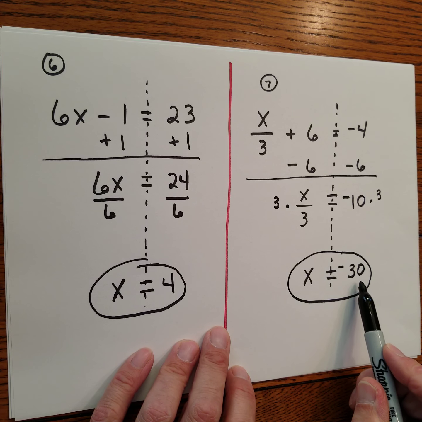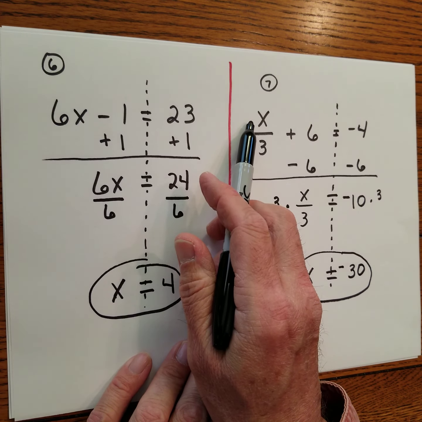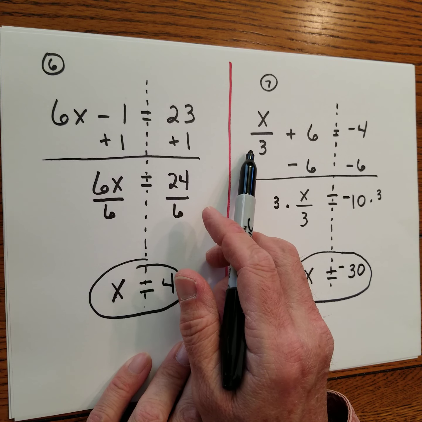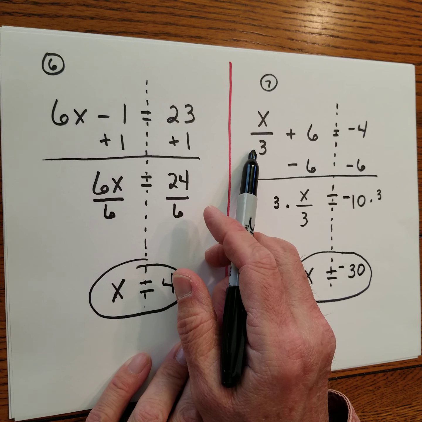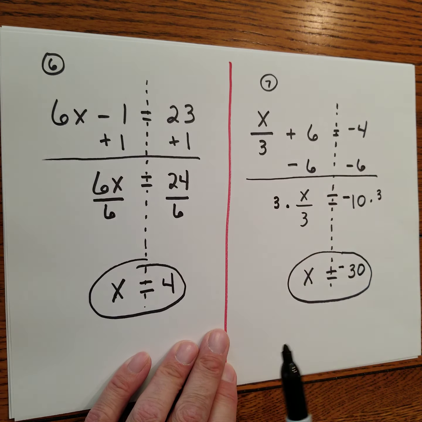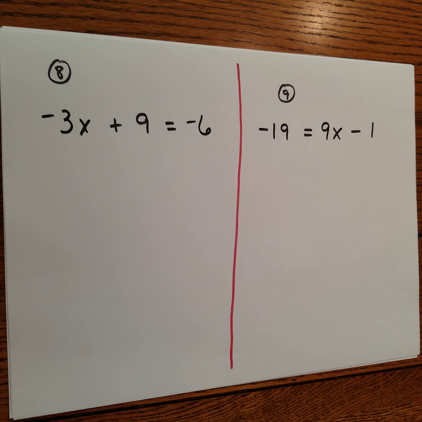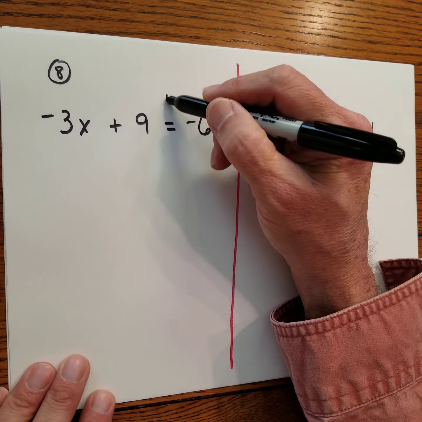Let's check it. If I plug negative 30 in here, negative 30 divided by 3 is negative 10, and negative 10 plus 6 is negative 4. It works perfectly when we plug it in. The more negatives there are, the trickier these get. Let's see if we can keep all of the negatives straight in this problem.